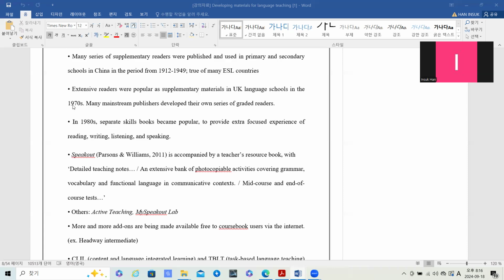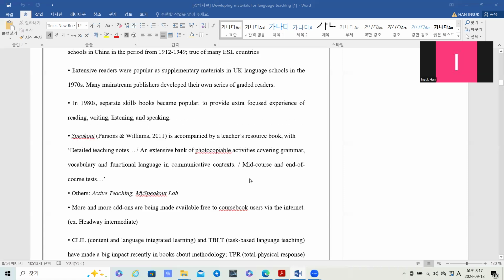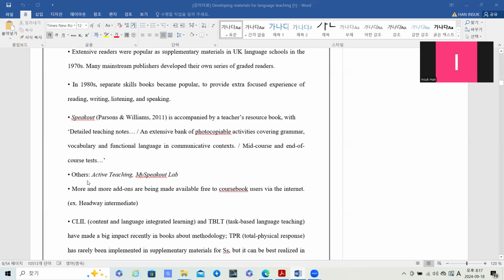As I said before, in the 1970s, CLT, Communicative Language Teaching, began. So the course books produced at the time also tried to incorporate communicative activities and different kinds of photos or pictures to get students' interest. Other example books are Active Teaching and My Speak Out Lab. You can search for them on the internet.